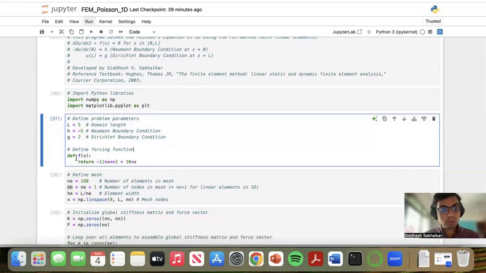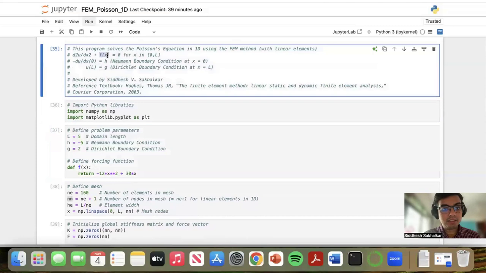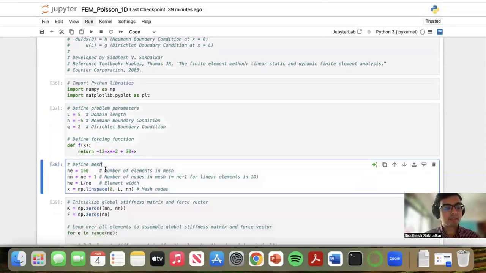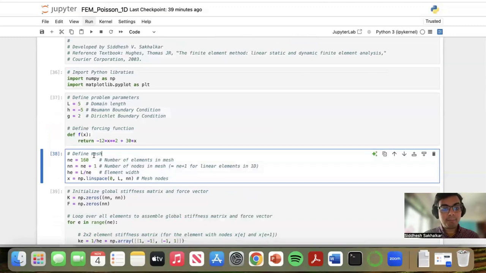We then define our forcing function f of x, which is this function over here. So right now it's defined as minus 12x squared plus 30x, but in general, it could be any function. So I would recommend you to play around with this code and try different values for f of x and see what you get.